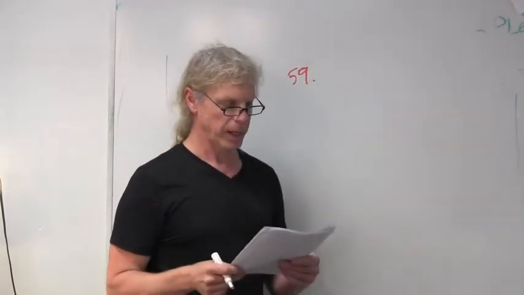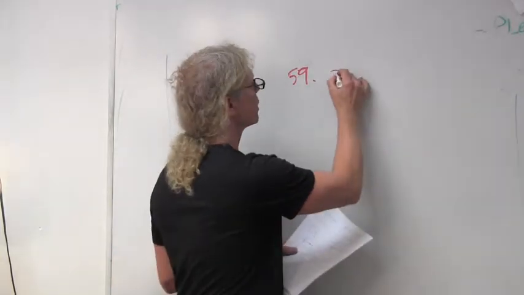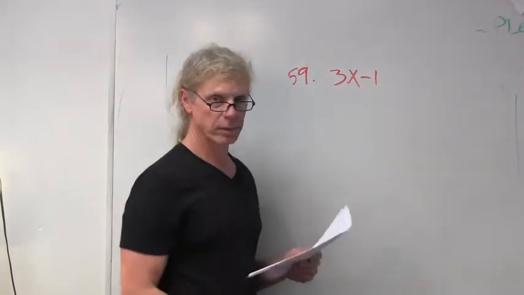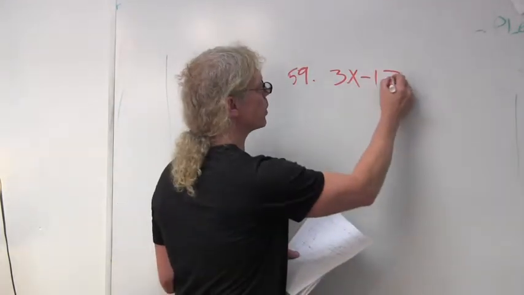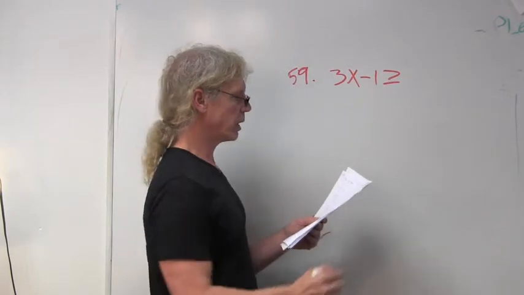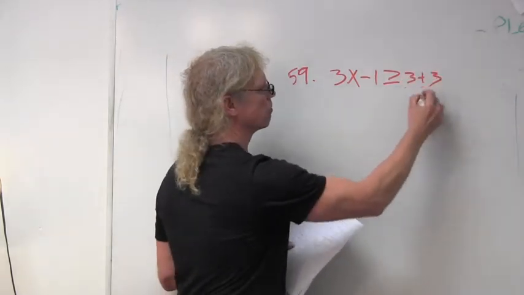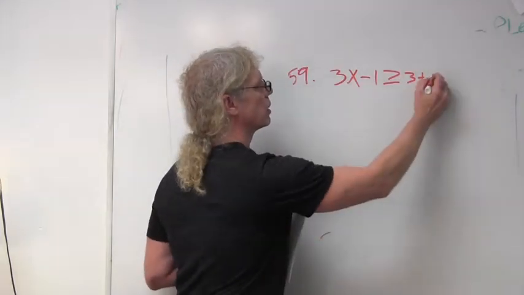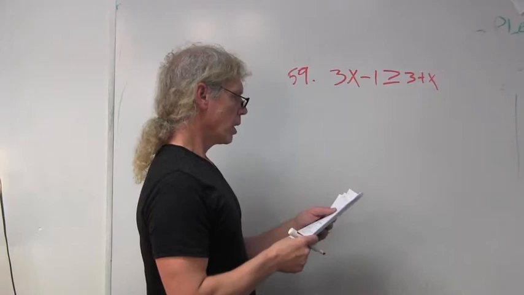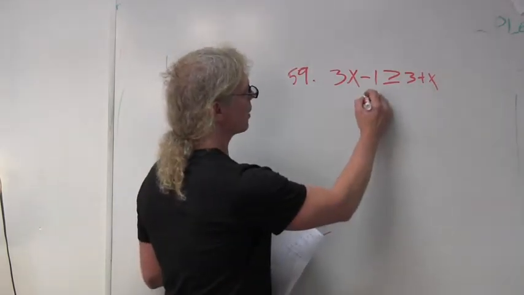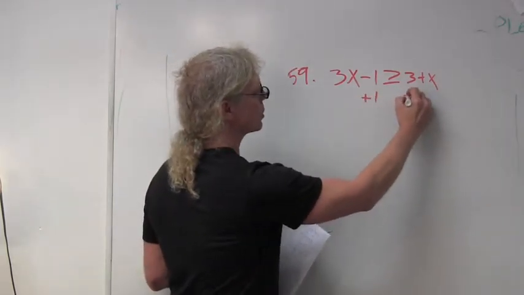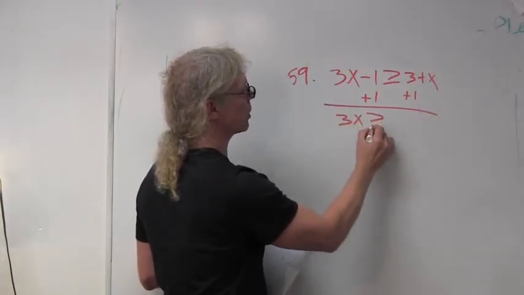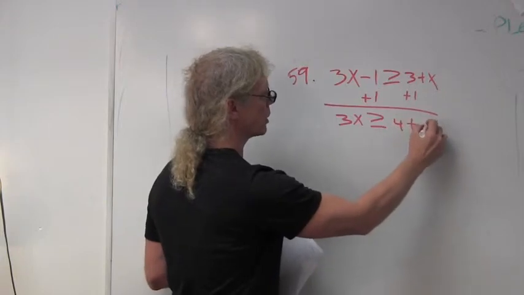Okay. Number 59, a little different, a little more challenging, a little more fun. 3x minus 1 is greater than or equal to 3 plus x. Okay? So I think what I'll do is I'll start by adding 1 to each side. That will give me 3x is greater than or equal to 4 plus x.